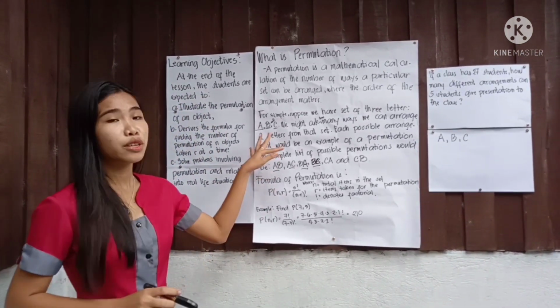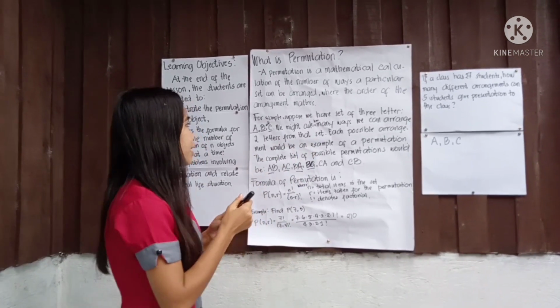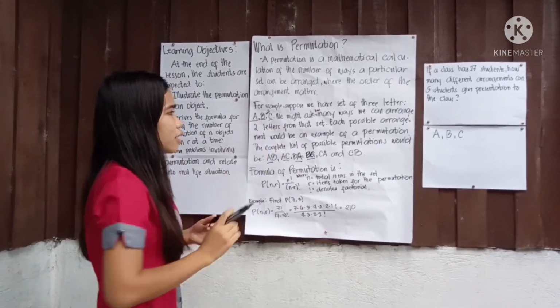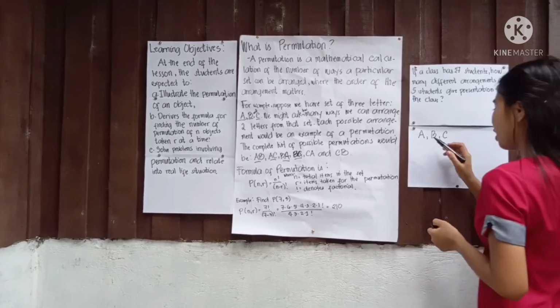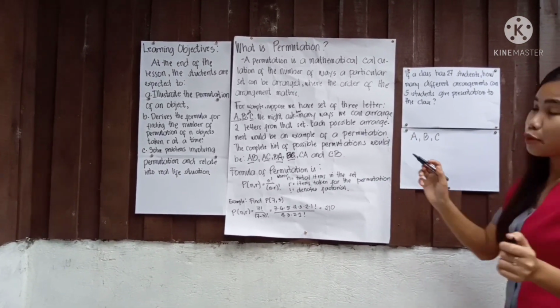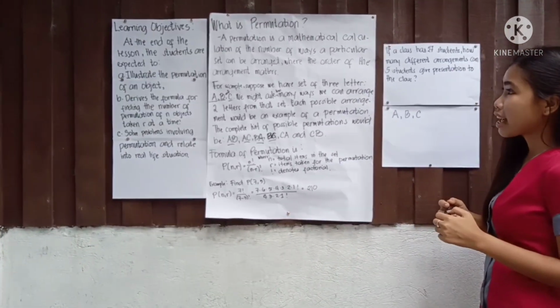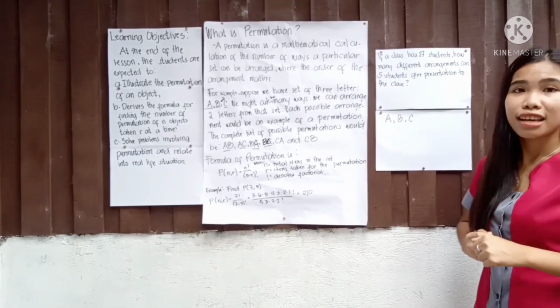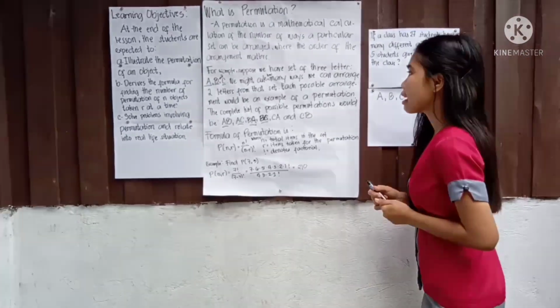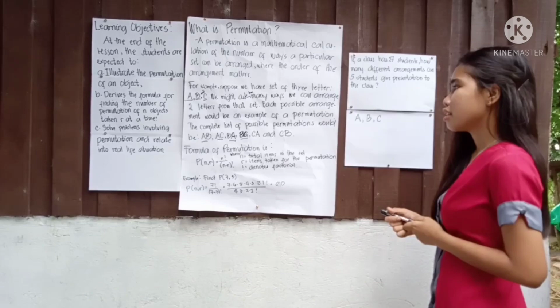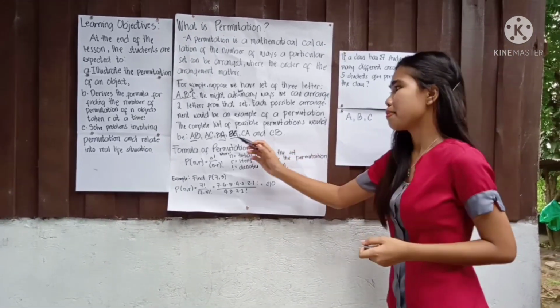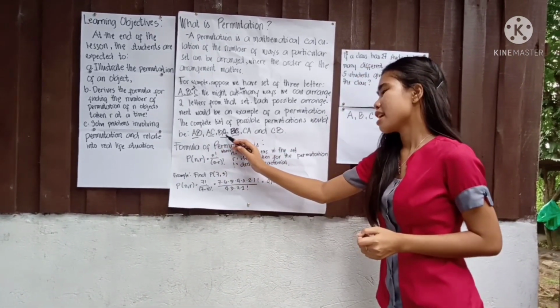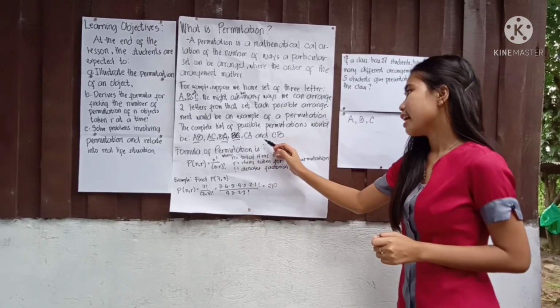So, for example, suppose we have a set of 3 letters, A, B, and C. I will demonstrate it. We might ask how many ways we can arrange 2 letters from that set. Each possible arrangement would be an example of a permutation. The complete list of possible permutations would be AB, AC, BA, BC, CA, and CB.